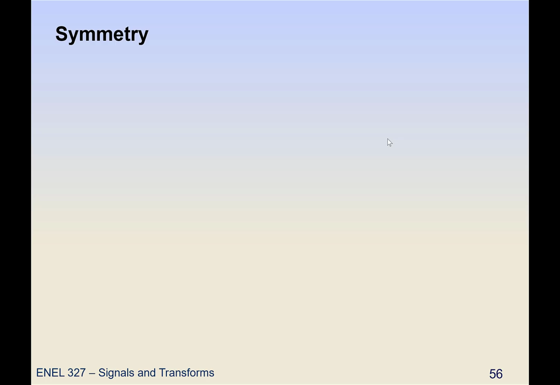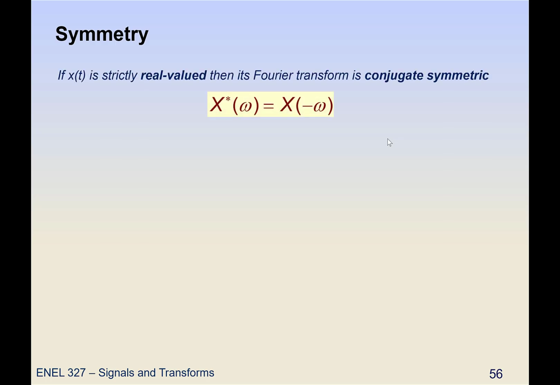Okay, symmetry. This is just something that's nice to know because it gives you some information going into a calculation. So there's actually two parts to symmetry. First is that if your original signal x of t is strictly real valued, then that means its Fourier transform is conjugate symmetric. In other words, it is even, the Fourier transform is even, but because it's complex valued, we also have to throw in that conjugation in there. So it's not even per se, it's what's called conjugate symmetric.